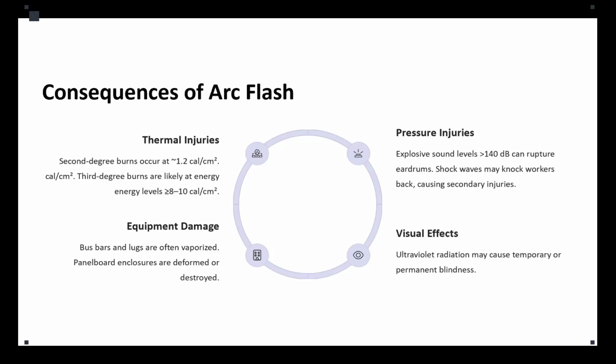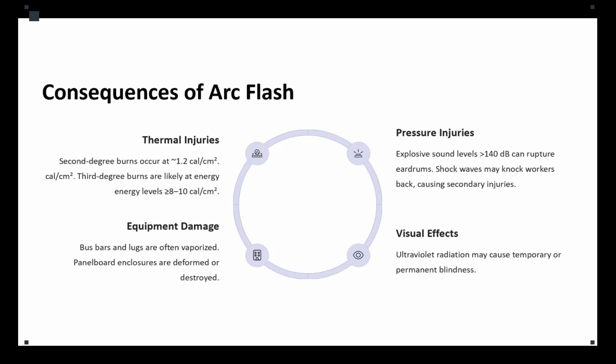Now, another consequence of an arc flash is the arc blast, the pressure that happens when an arc flash ignites in our system. The arc flash itself is often associated with heat, and the mechanical force, which we call arc blast, is just as dangerous and is one of the consequences of an arc flash.